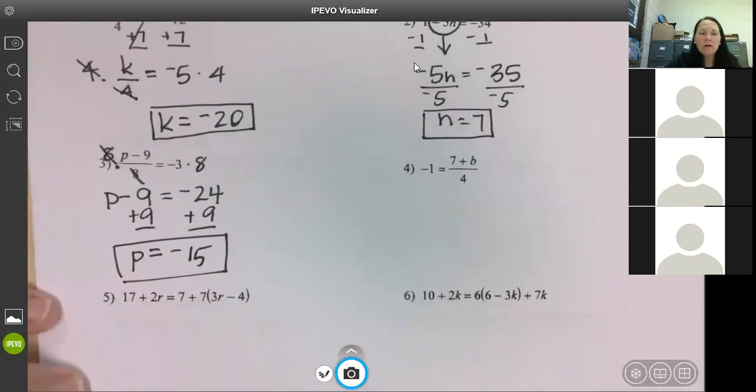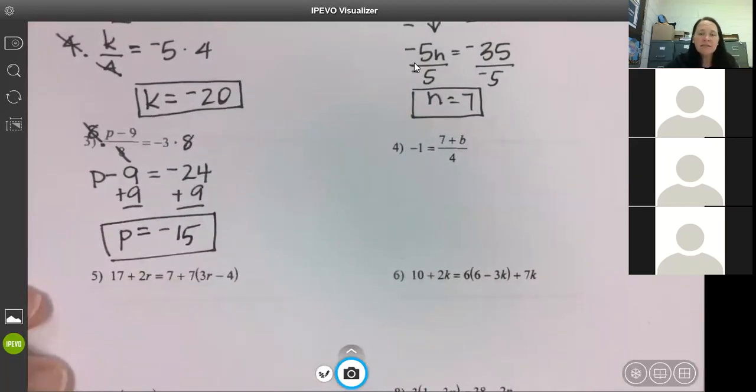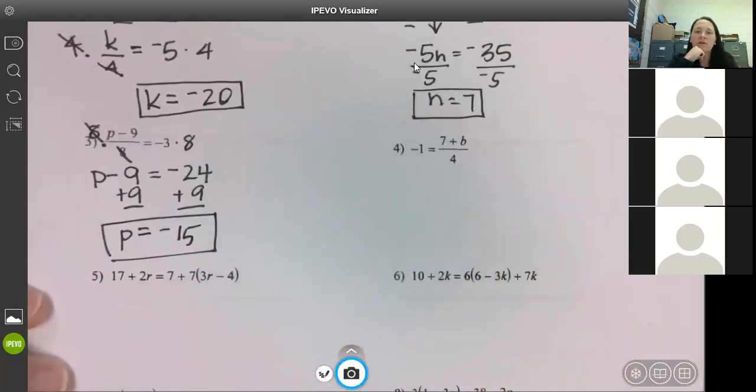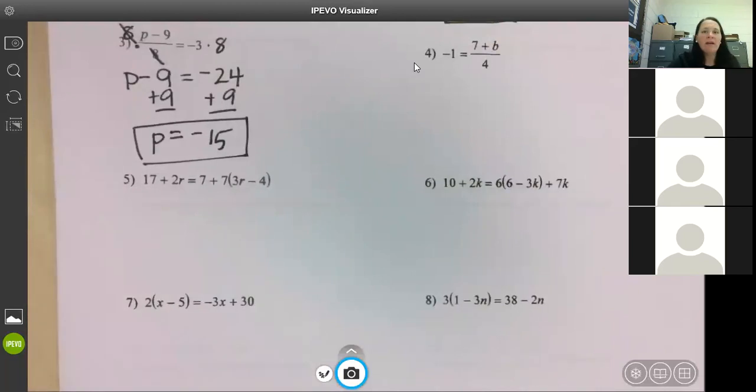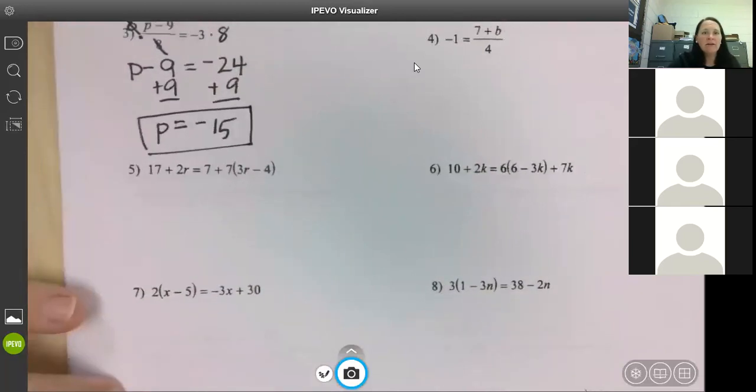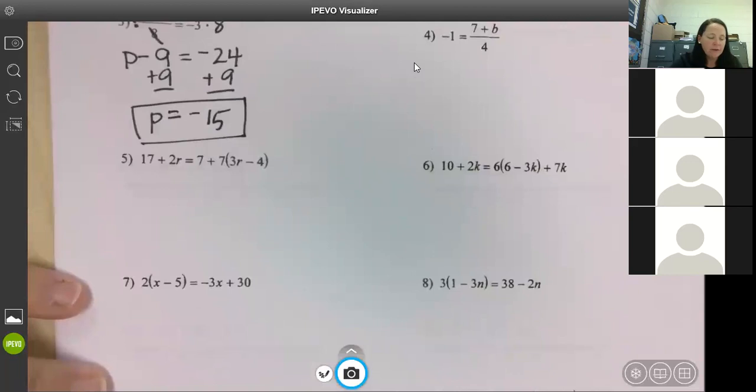All right, number 4 is the same, so I'm just going to skip it for right now. Tell me what you would do though. What's your first step? Multiply by 4. Multiply by 4, and then we'll get rid of the 7. All right, we might come back to it, we may not, but when you get it on Canvas, when I upload it, it will have the answer on there.